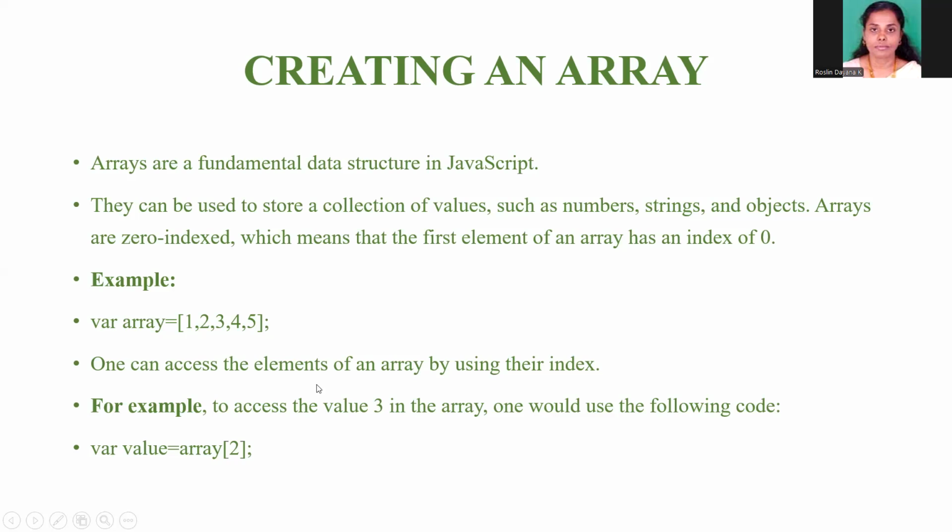One can access the elements of an array by using the index of the array. For example, to access the value 3 in the array, one has to use the following code: var value = array[2]. So in the index 2, whatever value is there in the previous example, 3 is the value. That value will be stored in a variable. Its name is value.